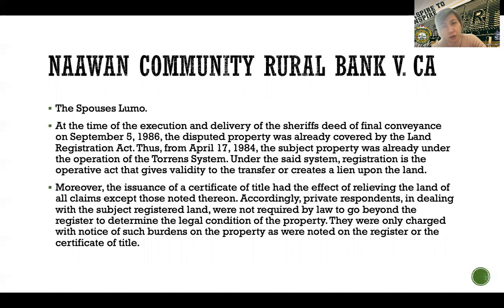At the time of the execution and delivery of the sheriff's deed of final conveyance on September 5, 1986, the disputed property was already covered by the Land Registration Act. Thus, from April 17, 1984, the property was already under the operation of the Torrens system. And under the said system, registration is the operative act which gives validity to the transfer or creates a lien upon the land. So the effect of issuance of the certificate of title is to relieve the land from all claims except those noted thereon.